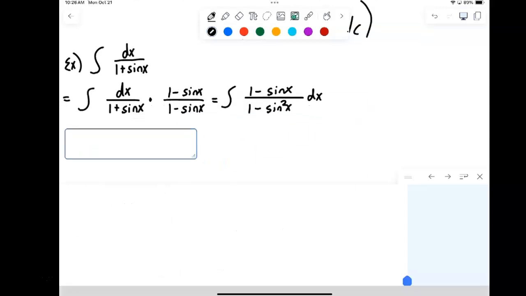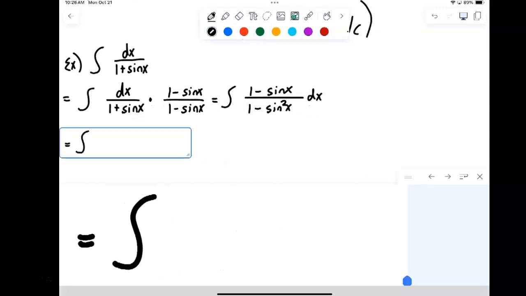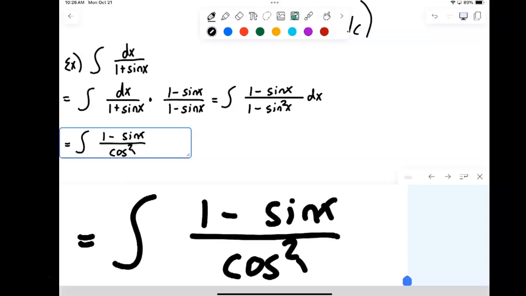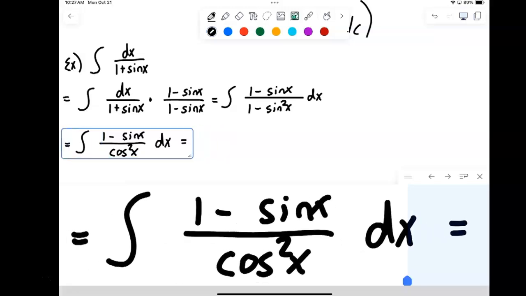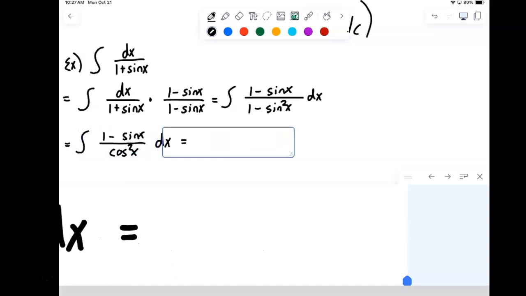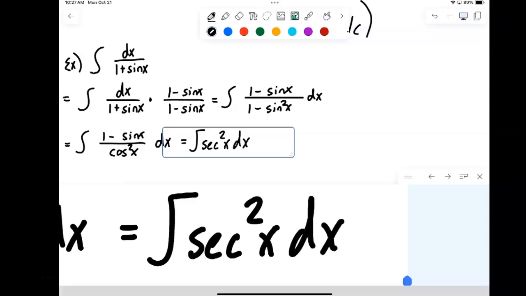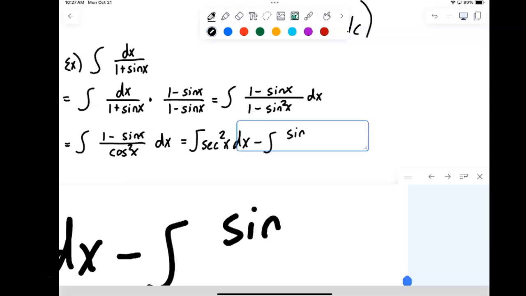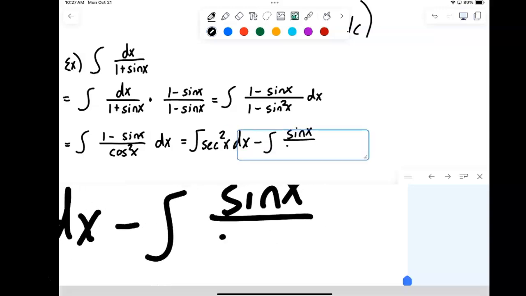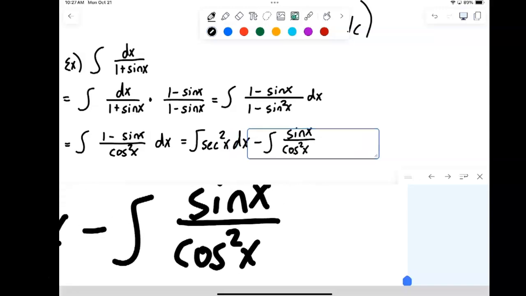dx. And of course, 1 minus sine squared is simply cosine squared. And that now allows us to break this integral up. So I can break it up as the integral of 1 over cosine squared, which would simply just be the integral of secant squared dx, minus the integral of sine x over cosine squared x dx.